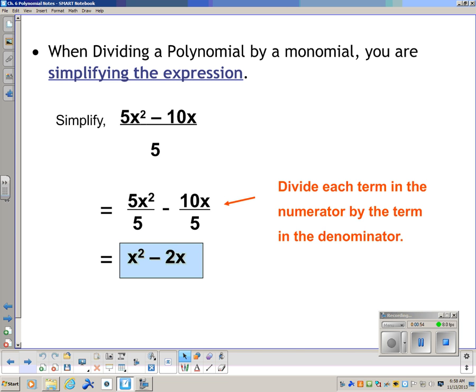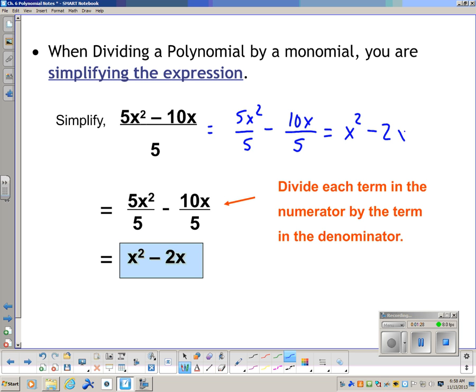If you look at this one here, it's 5x squared minus 10x divided by 5. So you can take each one of these terms. Just like they wrote down here, I can take 5x squared and divide by 5, and then 10x at the top, I can divide that by the denominator as well. So now I can just clean this up. 5 divided by 5 is just 1x squared, so I just get x squared. And then 10 divided by 5 is 2, so you get 2x. So we end up getting x squared minus 2x. Notice we just divided each term in the numerator by the term in the denominator.